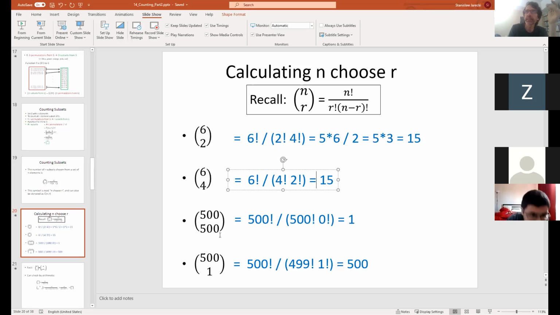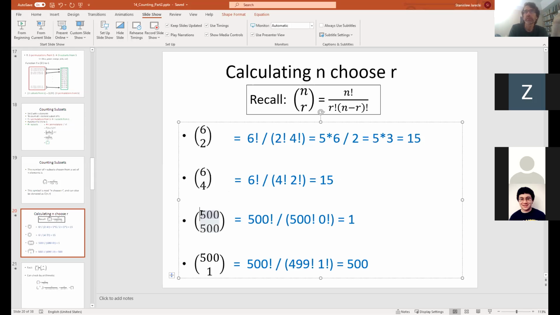Let's look at taking a 500 element subset in a 500 element set. Okay, so it's like I take everyone. So there should be only one way. Just take everyone. There's no choices. Indeed, if you stick it in here, you get 500 factorial divided by 500 factorial, which would cancel out. And here is a 0 factorial, which is a 1. So the formula does give you the expected value.